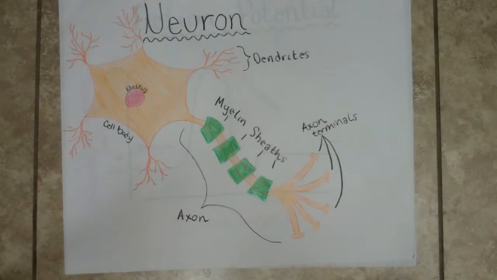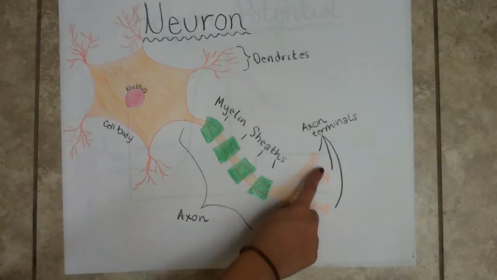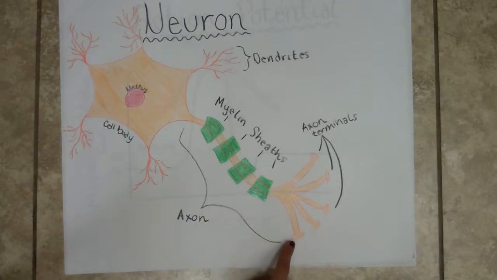On the axon, there are myelin sheaths which provide insulation but also aid in a faster conduction of an impulse through the axon. The axon then divides into several axon terminals. When axon terminals come in junction with dendrites of another neuron, it is called a synapse, and here is where impulses are transmitted from one neuron to another.